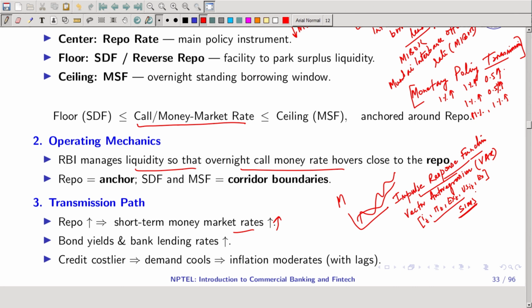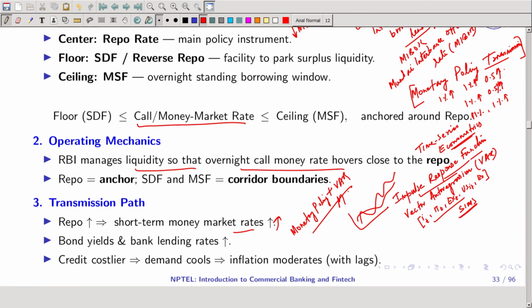This we call part of time series econometrics. At a slightly advanced level, if you want to understand the monetary policy dynamics, you can search on the internet for monetary policy plus VAR. Then you will get a lot of papers to read and you can easily understand.